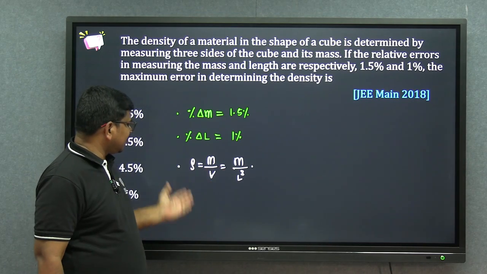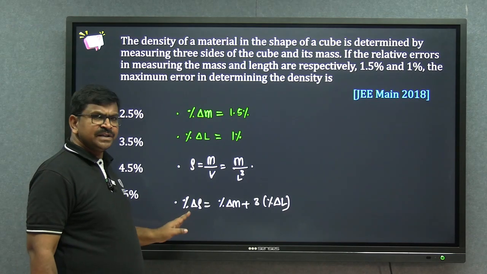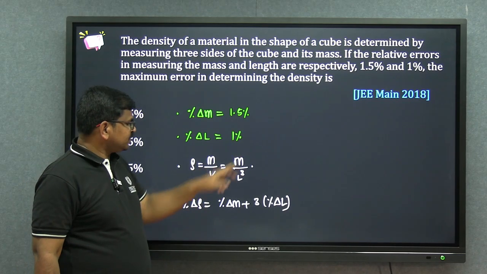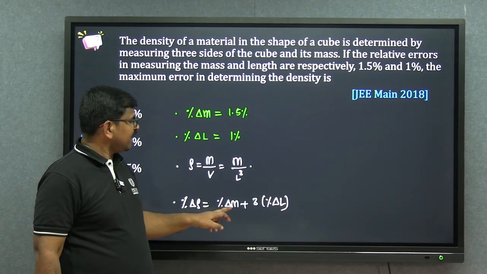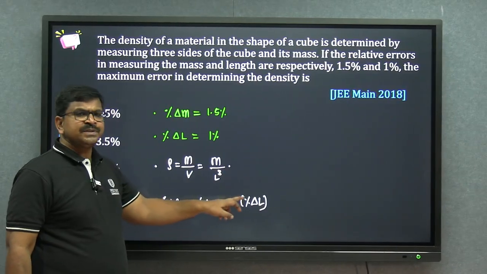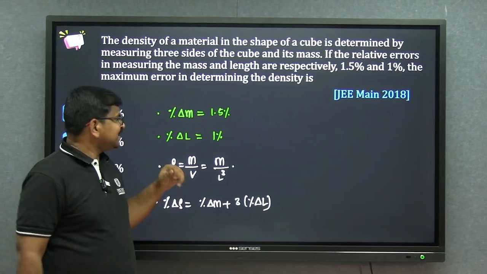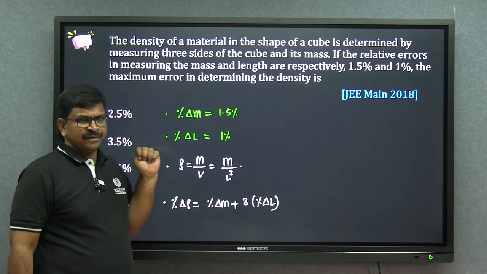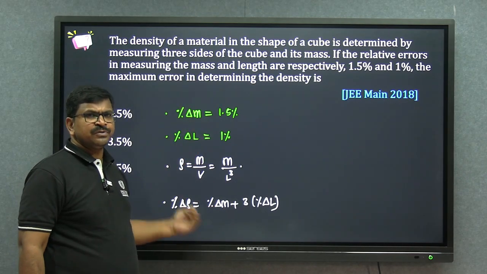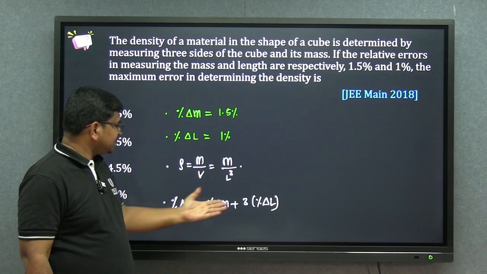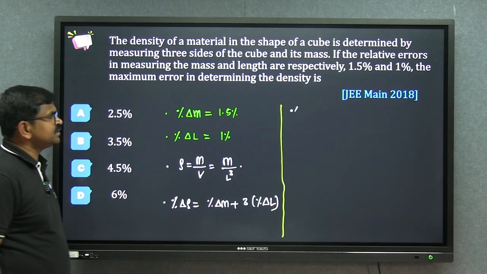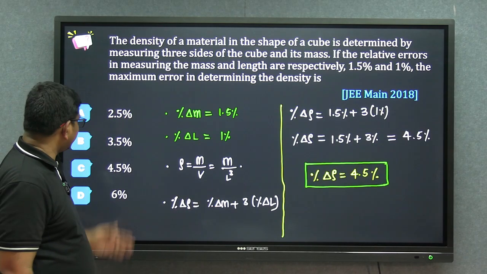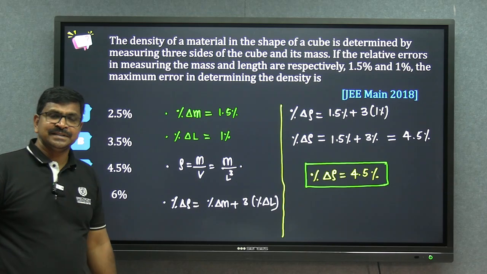So from this, the percentage error in the density is m power 1, so 1 into the percentage error in m, plus L power 3, so 3 times the percentage error in the length. As the given data is directly in percentages, I am directly going for the percentage formula. If it were absolute, I would have gone to the relative error formula. Just by substituting 1.5 plus 3, I will be getting 4.5 percentage, which is option C.